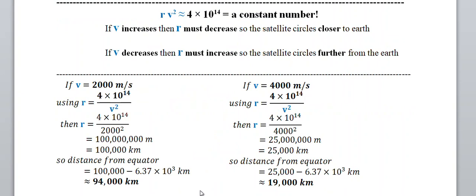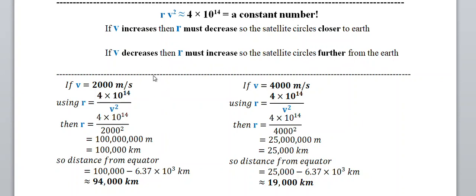Now let's consider what this actually means. If v increases, then r must decrease, because this product has to be a constant number. So if v increases and r decreases, the satellite circles closer to the Earth. If v decreases, then r must increase, so the product becomes the same number. And if r increases, the satellite circles further from the Earth, further away.